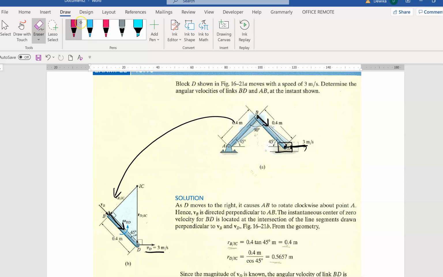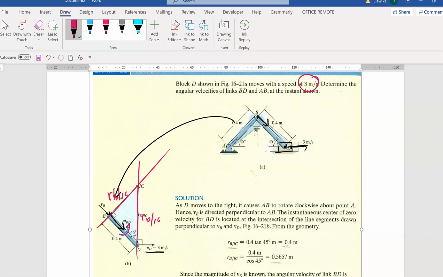Okay, so now you draw an IC point. I told you 90 degrees. Okay. When you draw like this, what is this now? RDIC. This would be RBIC. What else hint that you have in the question? Nothing. Only 3 meters per second. That's it. You know that this rod is actually now rotating. It has an omega.